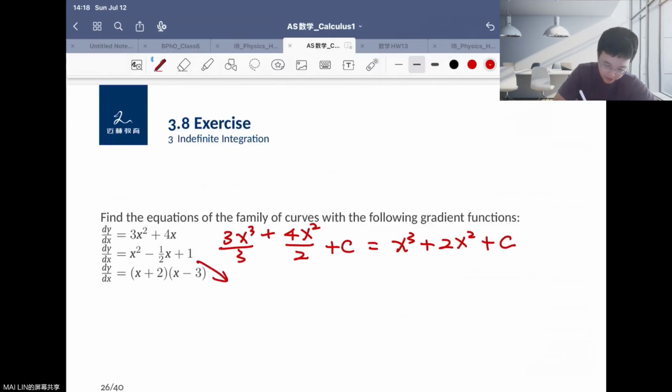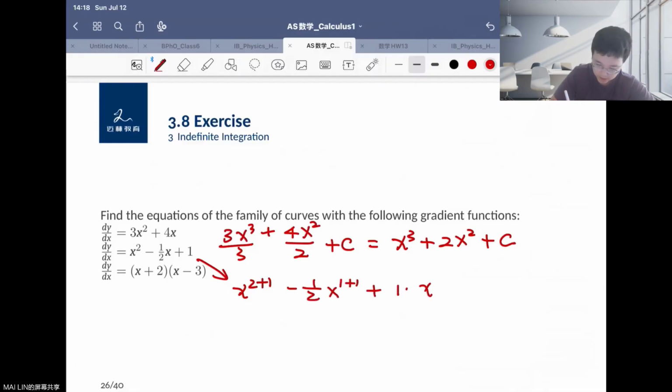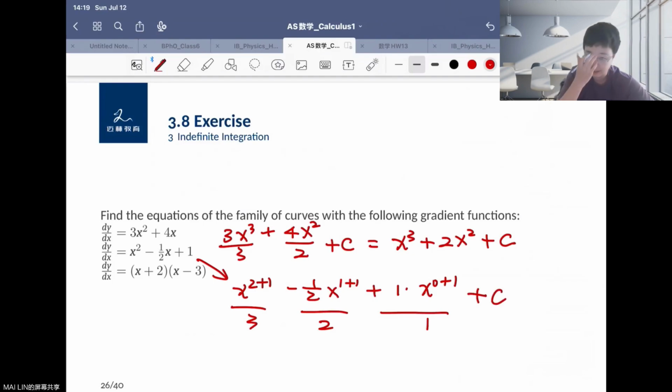And for this function, we have to first add 1 to the power, so x to the power of 3, and minus a half x to the power of 1 plus 1, and then plus 1 times x to the power of 0, plus 1, right? And divided by the new power, which is 3, 2, and 1, right? And also we have to add a c. So finally, after these three steps, we can simplify this to one third times x cubed minus 1/4 x squared plus x, right? And plus c. Okay, this is for this problem.